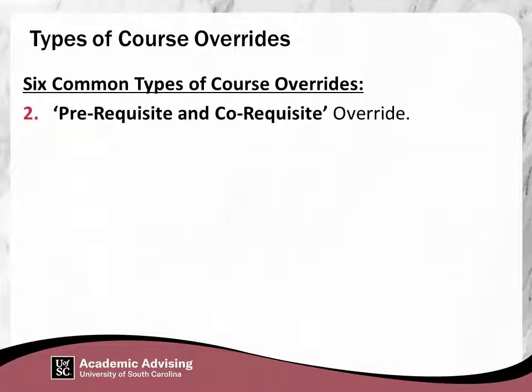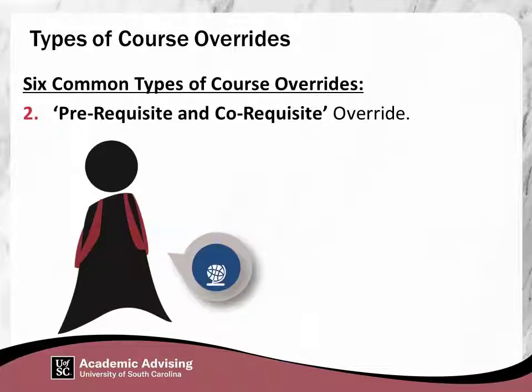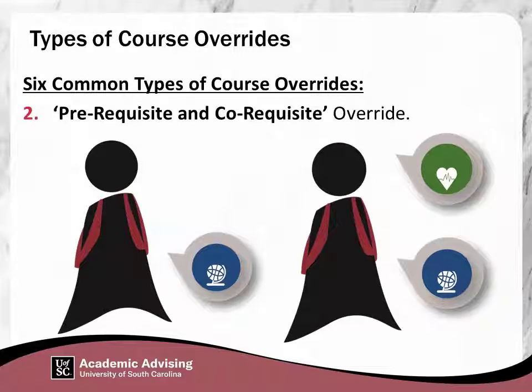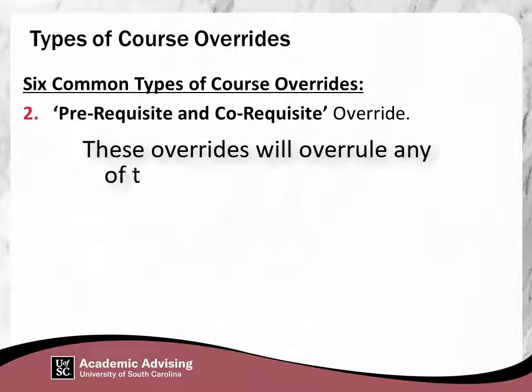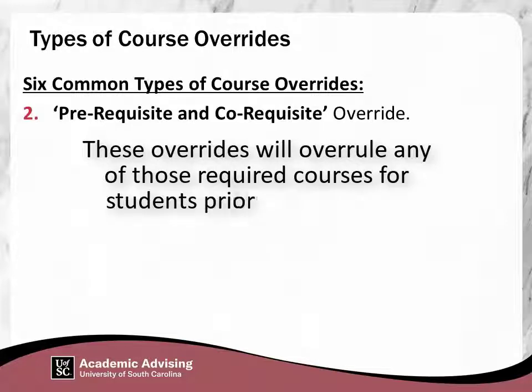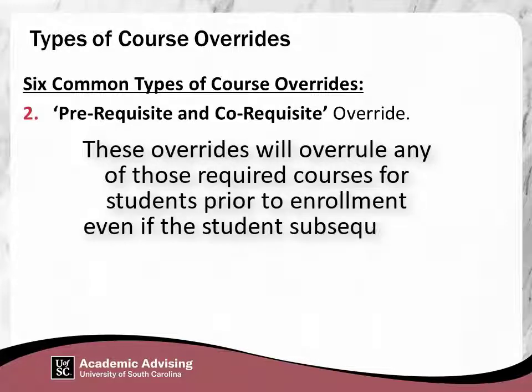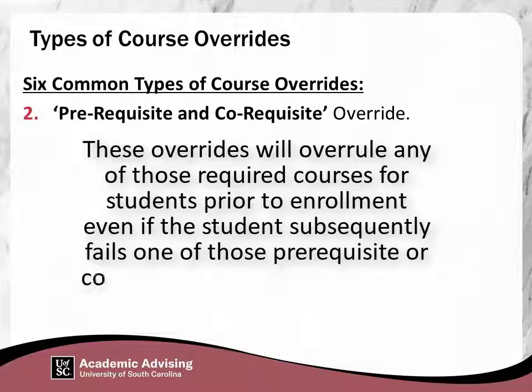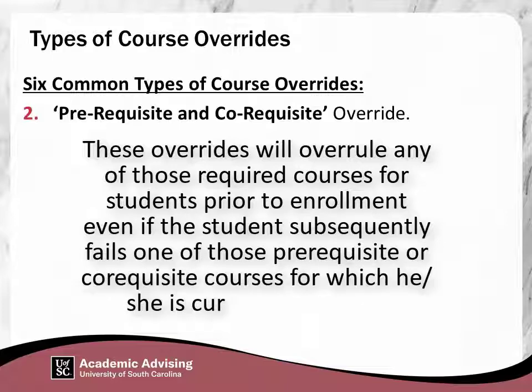2. Prerequisite and co-requisite override. Some courses require that students have completed or are completing other courses prior to enrolling. These overrides will overrule any of those required courses for students prior to enrollment, even if the student subsequently fails one of those prerequisite or co-requisite courses for which he or she is currently enrolled.